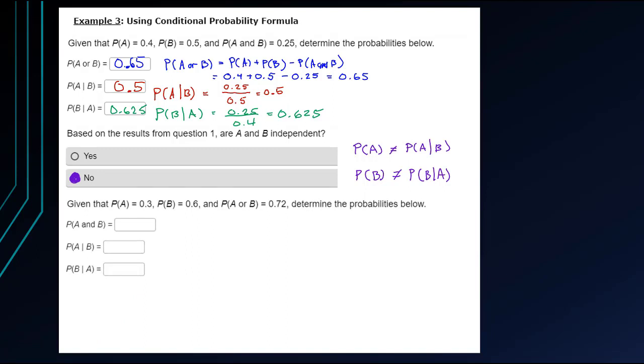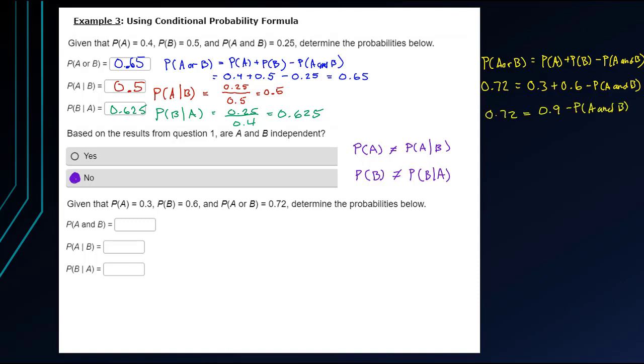In a very similar problem, you're given that the probability of A is 0.3, the probability of B is 0.6, and the probability of A or B is 0.72. Determine the probabilities below. So the probability of A or B, again using the same formula, the only thing that's different now is I know this one, and this one, and I'm looking for this one. So 0.72 equals 0.3 plus 0.6 minus the probability of A and B. And when I work this out, I get the probability of A and B is 0.18.